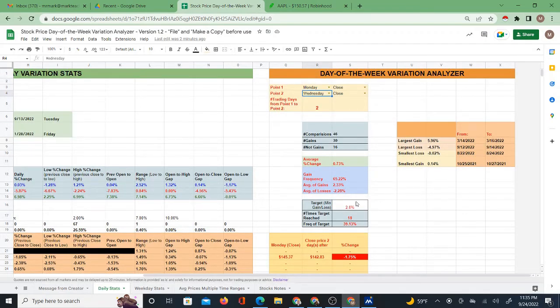And then you can set up a target minimum, and it tries to see how often you hit that target of 2%. How often was that target hit? It was hit 39% of the time. So this percentage here has to do with time. The frequency is time.